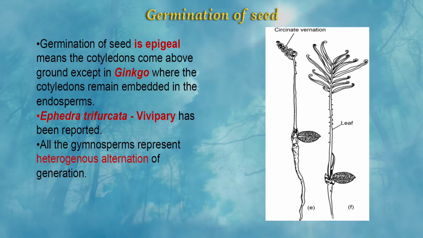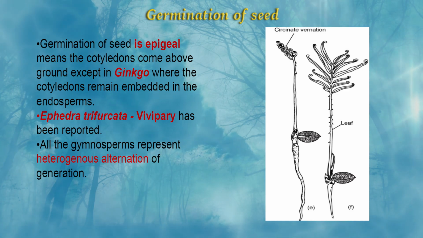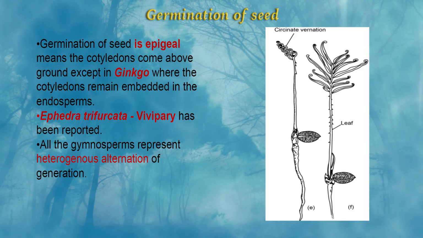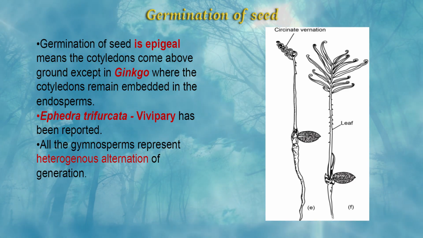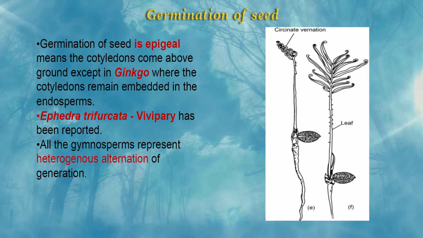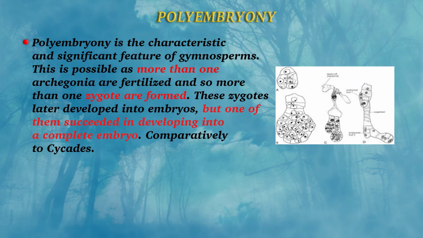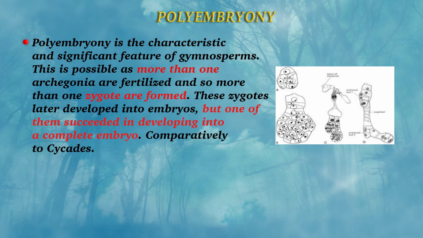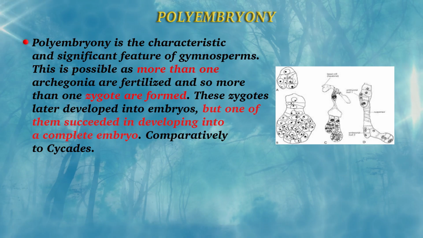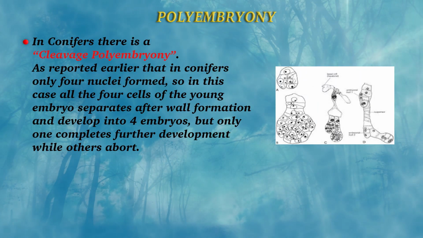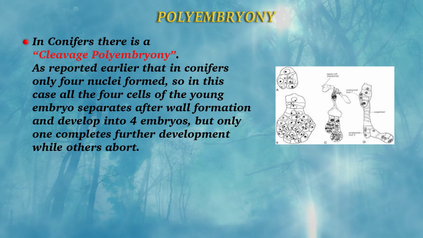Germination of seeds in gymnosperms is epigeal; it comes out above the earth. Ephedra also shows vivipary, which means that the seed germinates within the fruit while it is still attached to the tree itself. We have also seen polyembryony, meaning lots of embryos develop in gymnosperms, but only one succeeds in developing into a complete embryo. Cleavage polyembryony is also found in gymnosperms.